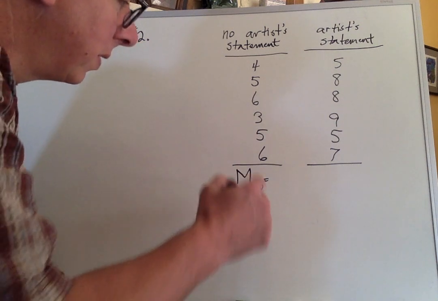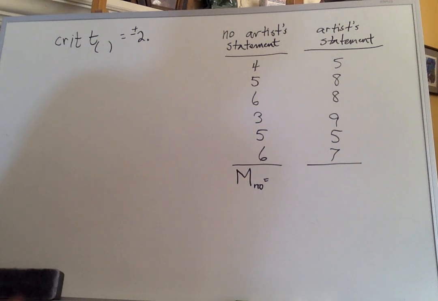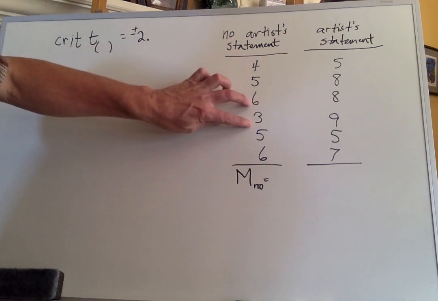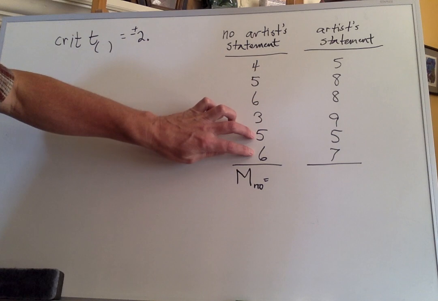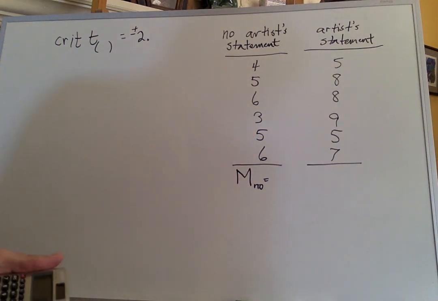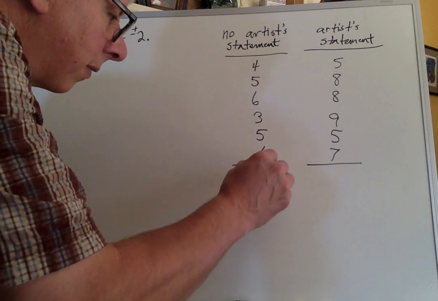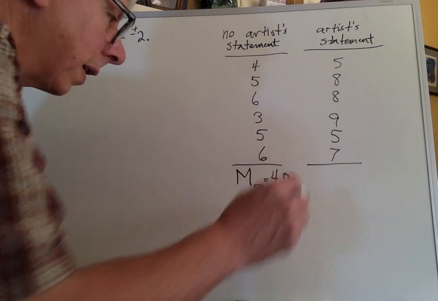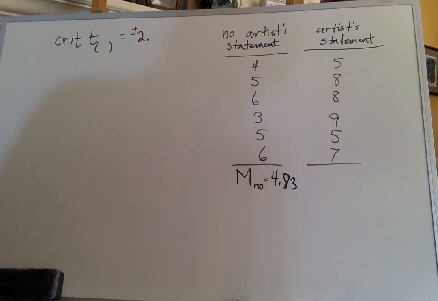And so when we do this, let's see, 9 plus 9 is 18, plus 11 is 29, I think. 29 divided by 6. So we have a mean of 4.83. That's the average liking for the artwork if you don't read an artist statement beforehand.